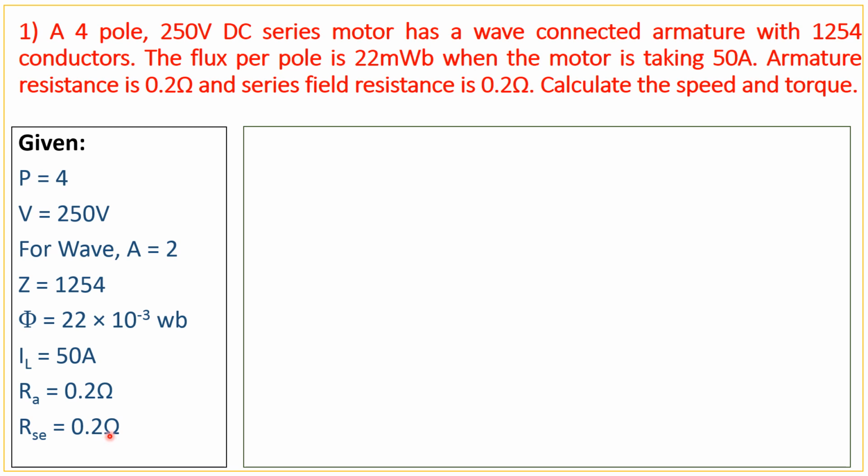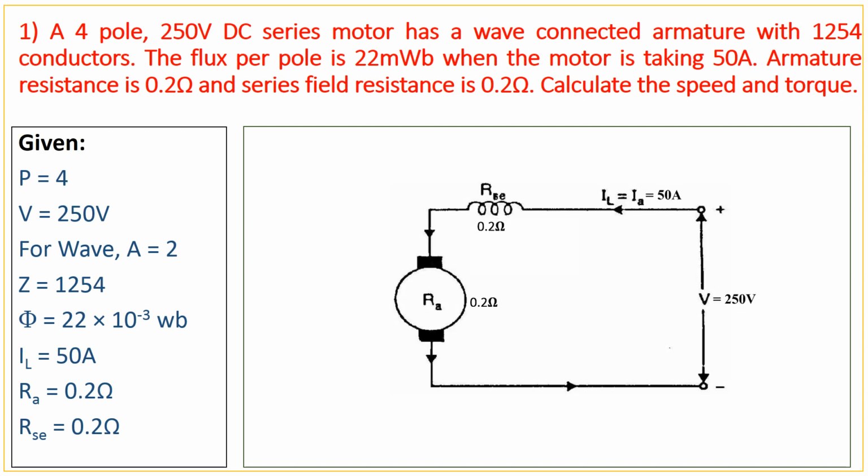So as I told in the earlier session also, first it is necessary to draw the circuit diagram. So draw a neat figure of DC series motor. Mention the given data. V is equal to 250 volt. IL is equal to IA is equal to 50 amperes. RSE is 0.2 ohm and RA is 0.2 ohm. So this is the given.